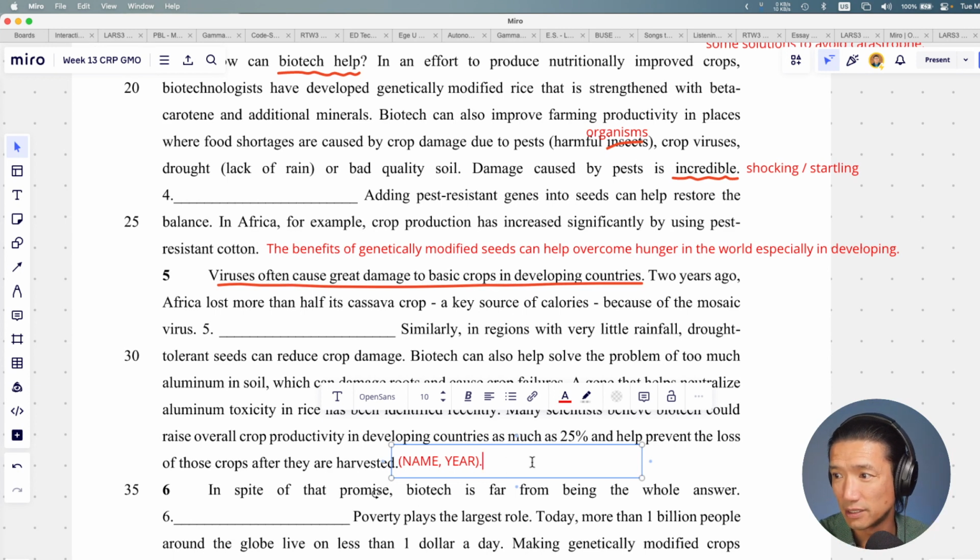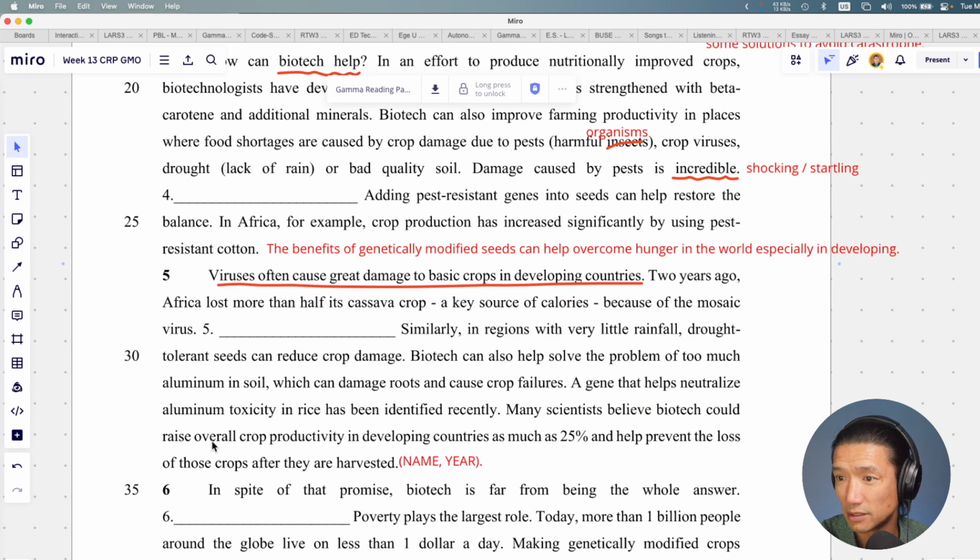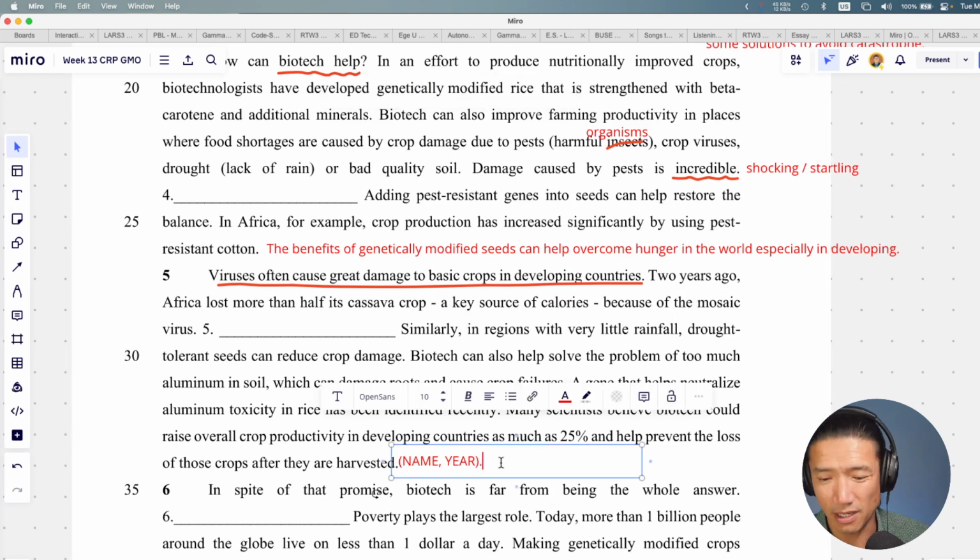We're going to have a concluding sentence. It doesn't talk about these 25%. Many scientists believe biotech could raise overall crop productivity in developing countries as much as 25%. Well, this is actually kind of good, except that they just added more information. If I just said many scientists believe biotech could raise overall crop productivity in developing countries, that would be a good concluding sentence. But the fact that he added more information to help prevent the loss of these crops after they are harvested, this could be almost.